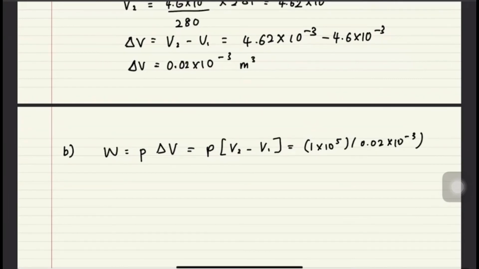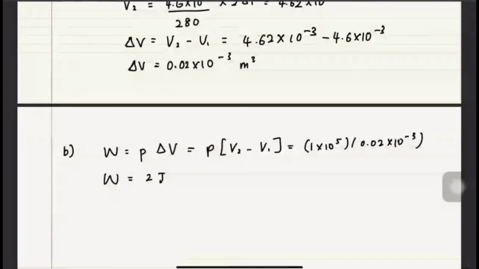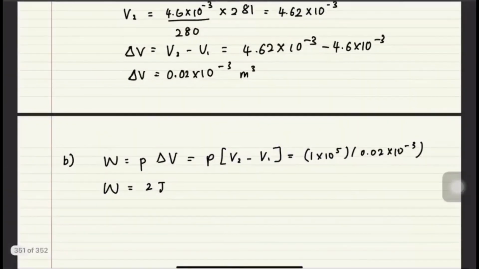Two. Sama ke? Sama sir, tu. Okay. So I got here is 2 joule. So it's positive, maksudnya apa? Work done by the system. Yes. Expand ke? Compress? Expand.